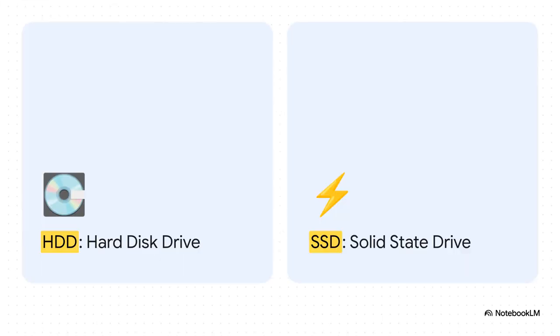Now, what's really interesting here is contrasting the two main ways computers store your files when the power actually turns off. On one hand, you have the HDD, or hard disk drive. This is traditional mechanical storage. It literally has physical spinning platters inside. On the other hand, you've got the SSD, the solid-state drive. This is modern flash storage, absolutely no moving parts. Because of that, it reads and writes your data vastly faster than those old mechanical drives. It's a total game changer.